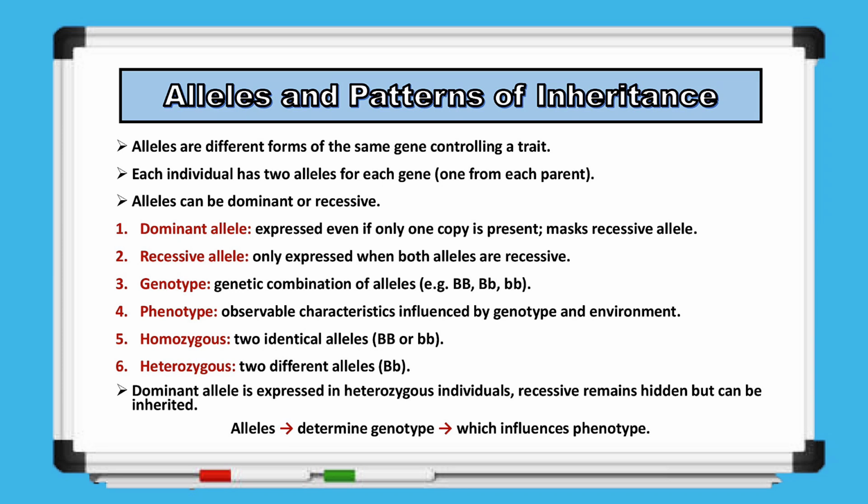The genotype refers to the genetic combination of alleles, such as both capital BB, one capital B and one small b, or both small bb. The phenotype is the observable characteristic, which is influenced by both the genotype and environmental factors. Homozygous means having two identical alleles, either both capital BB or both small bb. Heterozygous means having two different alleles, such as one capital B and one small b. In heterozygous individuals, the dominant allele is expressed, while the recessive allele remains hidden but can still be passed on to the next generation. So, alleles determine the genotype, and the genotype influences the phenotype.